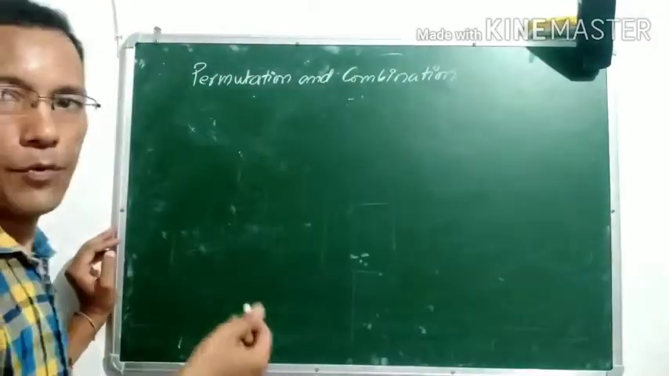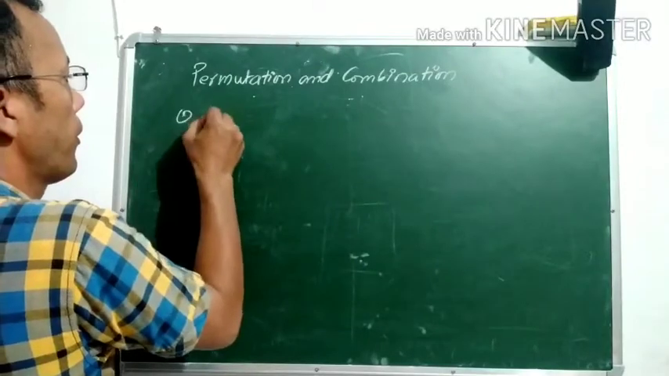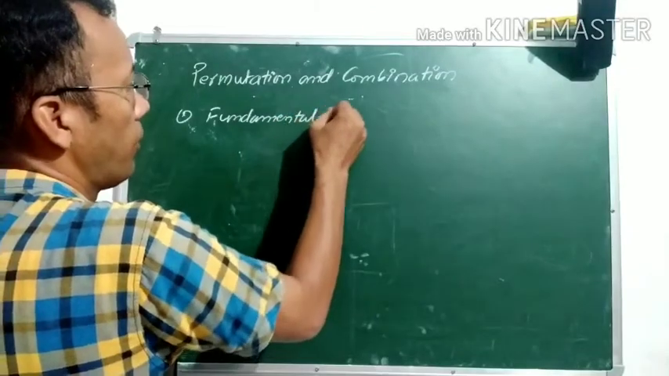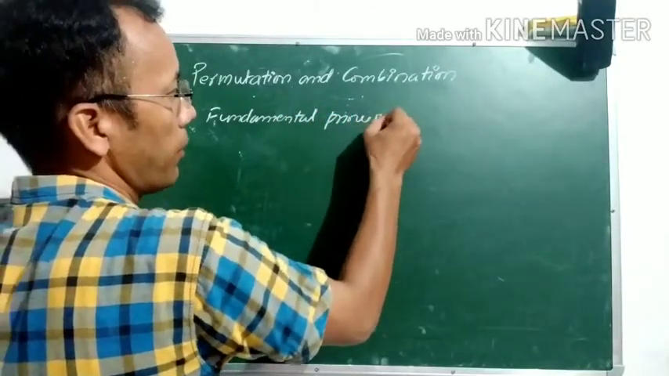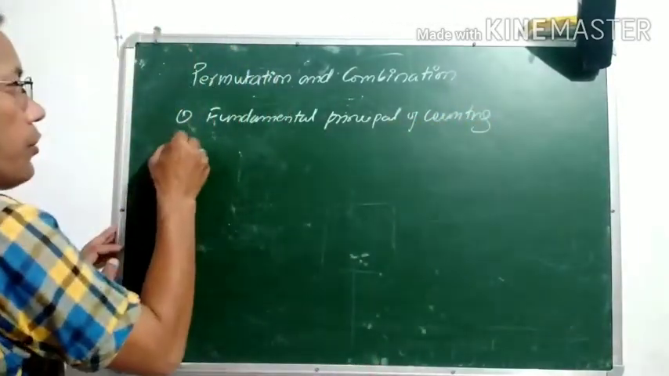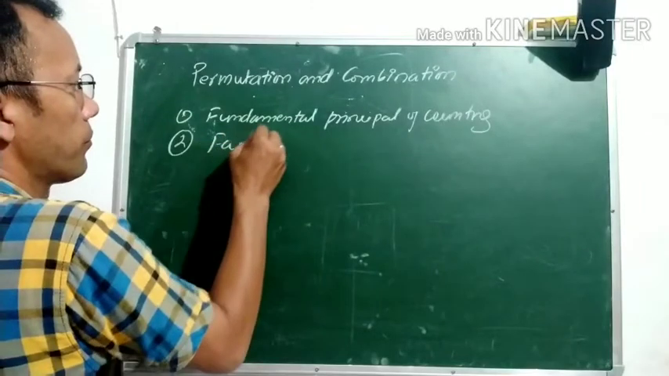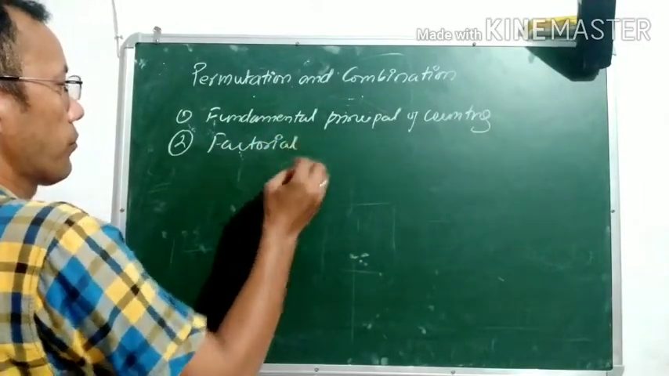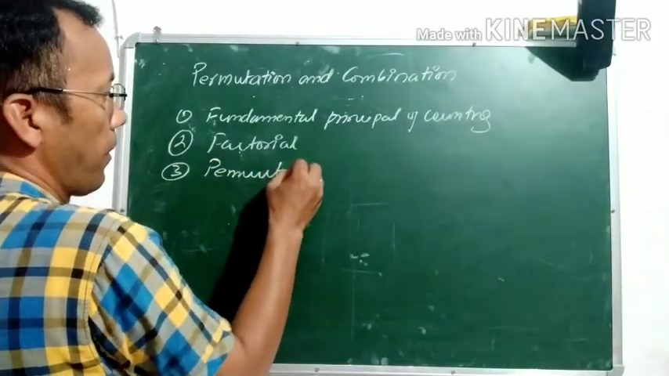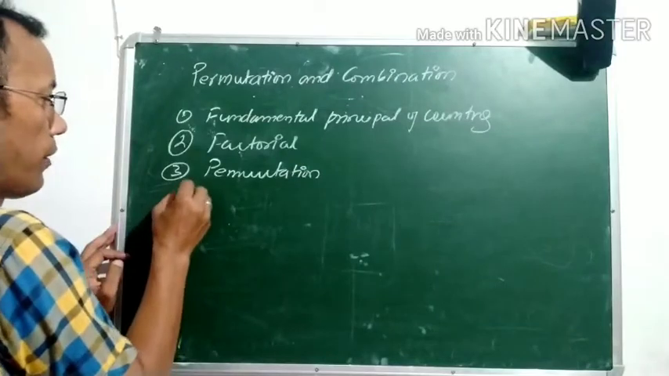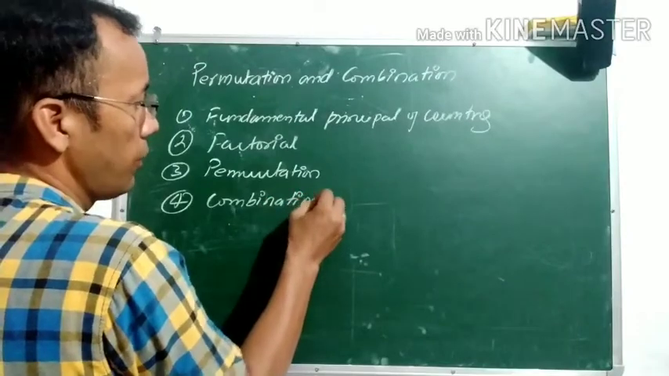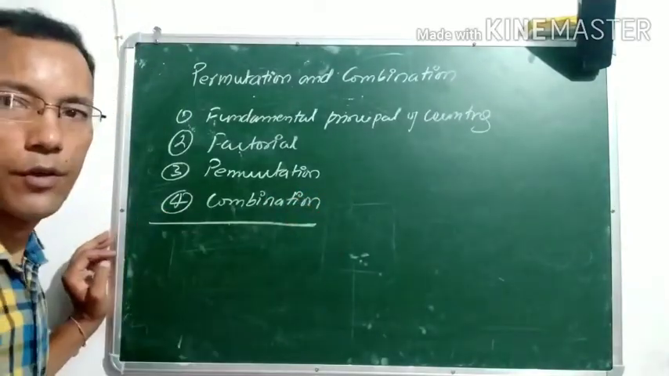In this chapter we will discuss, first, the fundamental principle of counting. Number 2, factorial. Third, we will discuss permutation, and fourth, we will discuss combination. These 4 parts we will discuss.